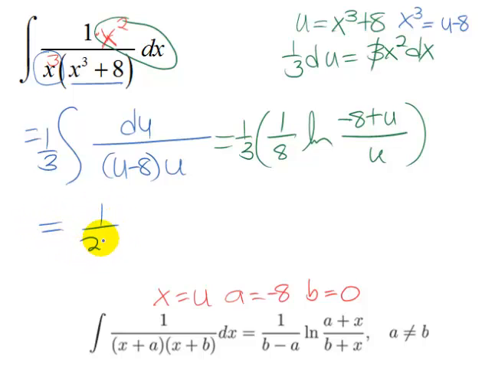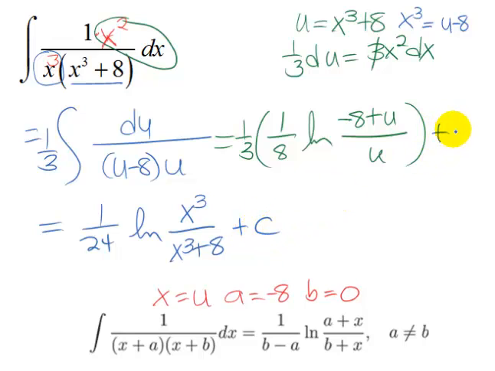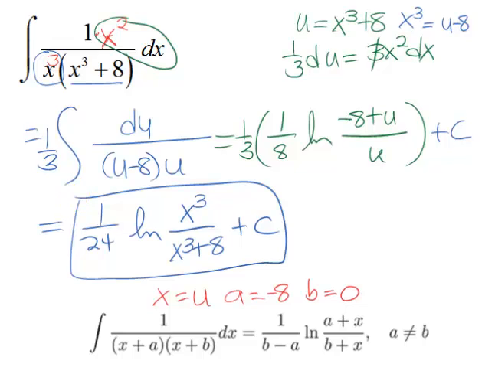So it looks like I've got 1/24 times the natural log of u, which was x cubed plus 8, and then we have minus 8, so that's just going to be x cubed, over u, which was x cubed plus 8, plus the constant. I guess we should have put that on right here, but as long as we make sure we get that on our answer. One last thing, they don't have this on this integral table, but we should have an absolute value on these.